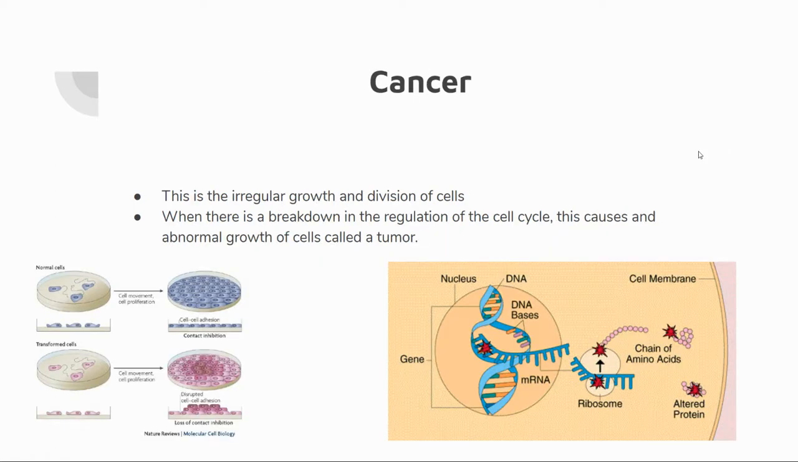All right, so cancer is an irregular growth and division of cells. And this is when there is a breakdown in the regulation of the cell cycle. This causes an abnormal growth of cells called a tumor. So, for instance, contact inhibition will not stop cells from growing. They will just continue to grow on top of each other and continue to grow and continue to grow, even when they're not supposed to. So, any type of breakdown in the regulation of this cell cycle is a cancer.